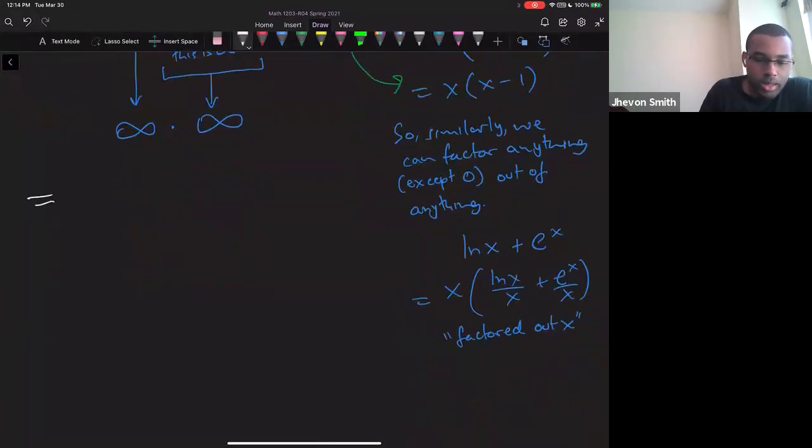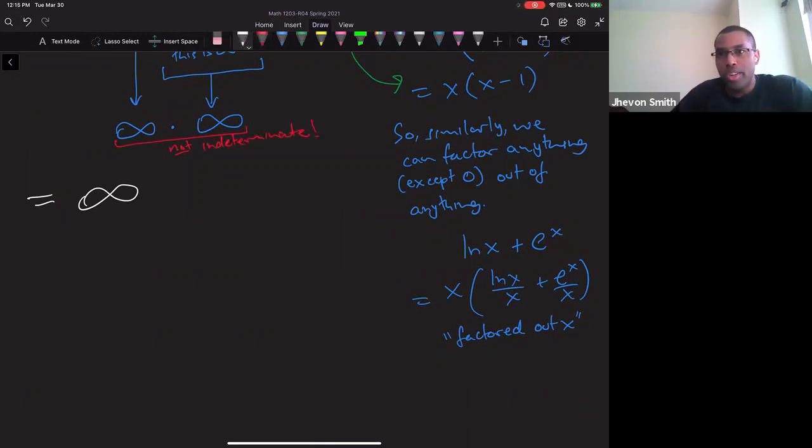It's not indeterminate. It's actually just infinity. There are no competing ideas here, right? It's very clear. You take one huge number, multiply by another huge number, you get a huge number. There's no arguing. The answer is infinity.